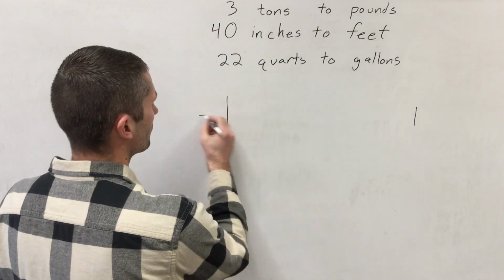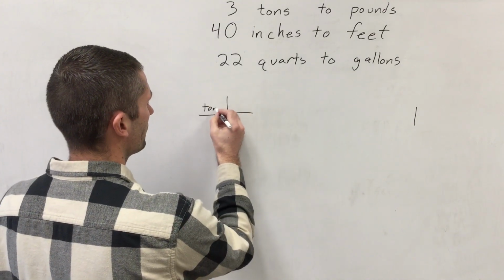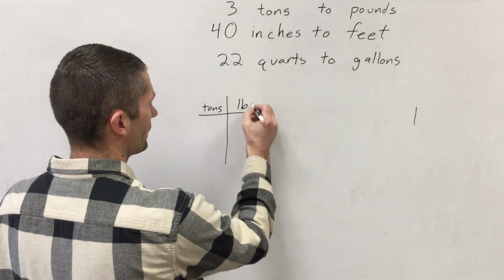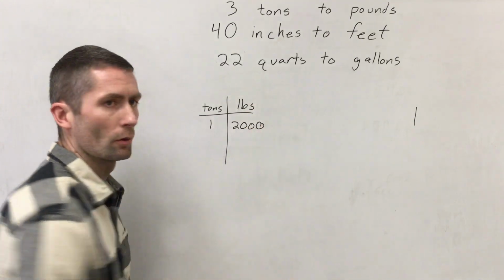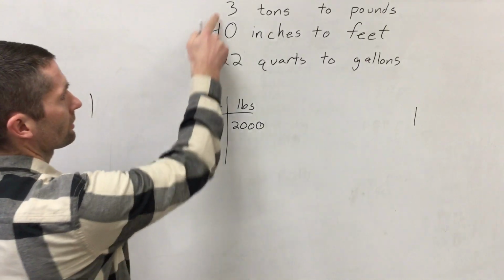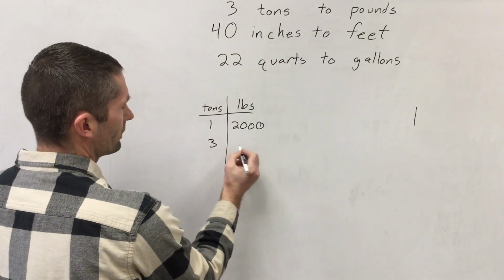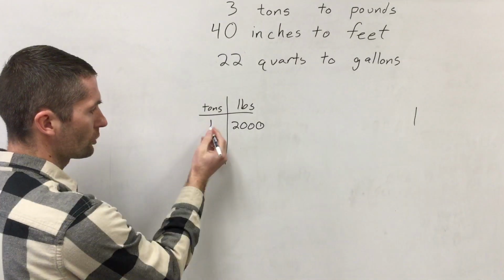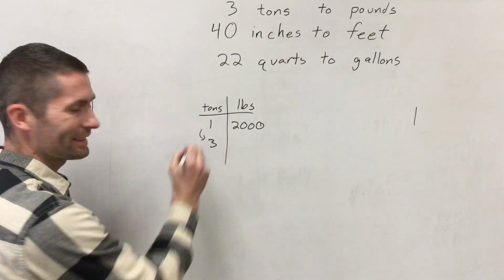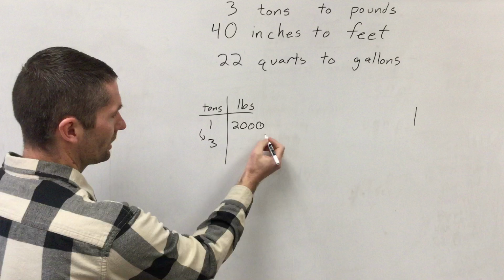So using a T-chart, we should put tons on one side, pounds on the other. All right, the relationship: 1 ton equals 2,000 pounds. So if 1 ton equals 2,000 pounds, we're going to try to figure out 3 tons, so we're going to figure out how many pounds. To do that, we're going to look at the relationship here. Whatever the rate, the ratio, is here will be the same here.